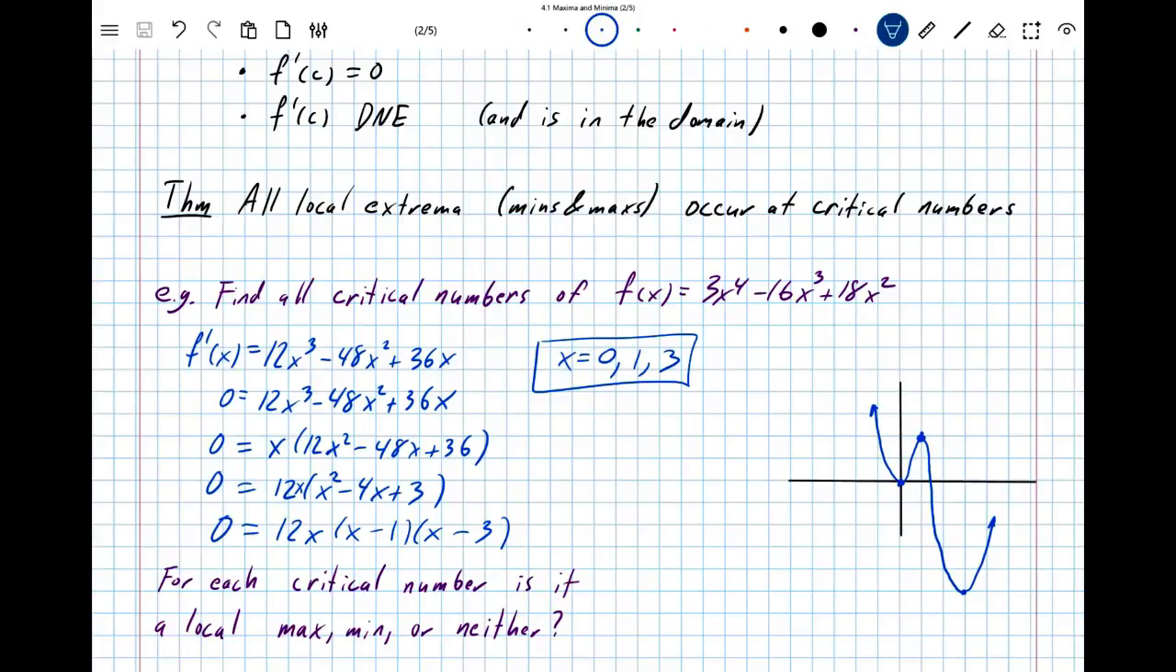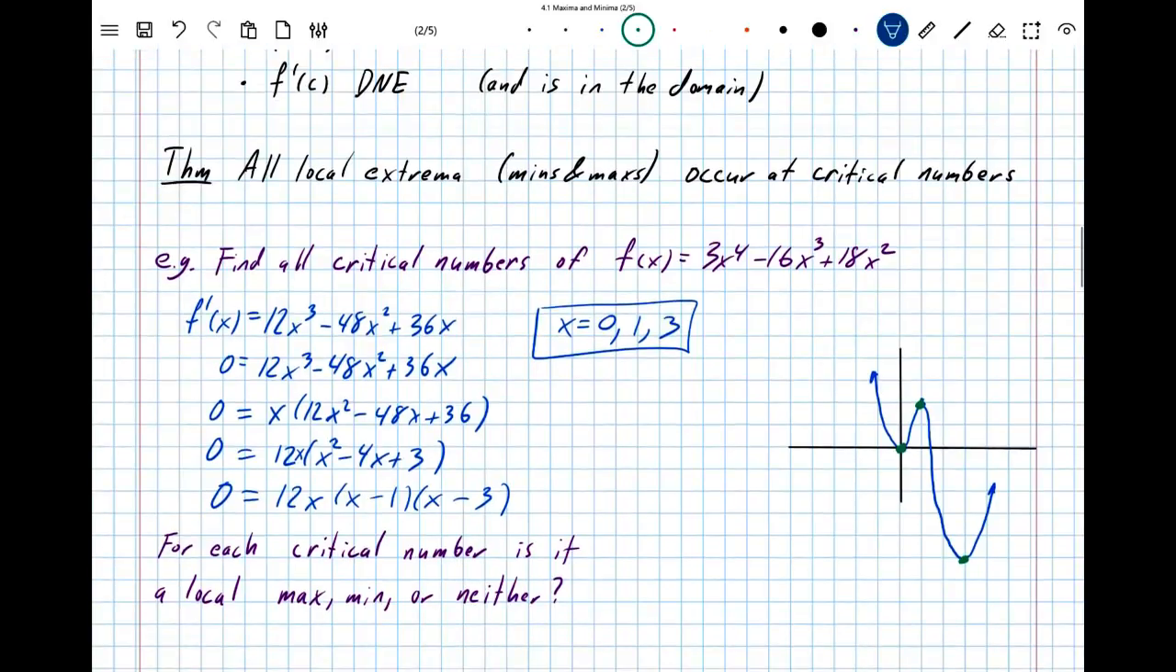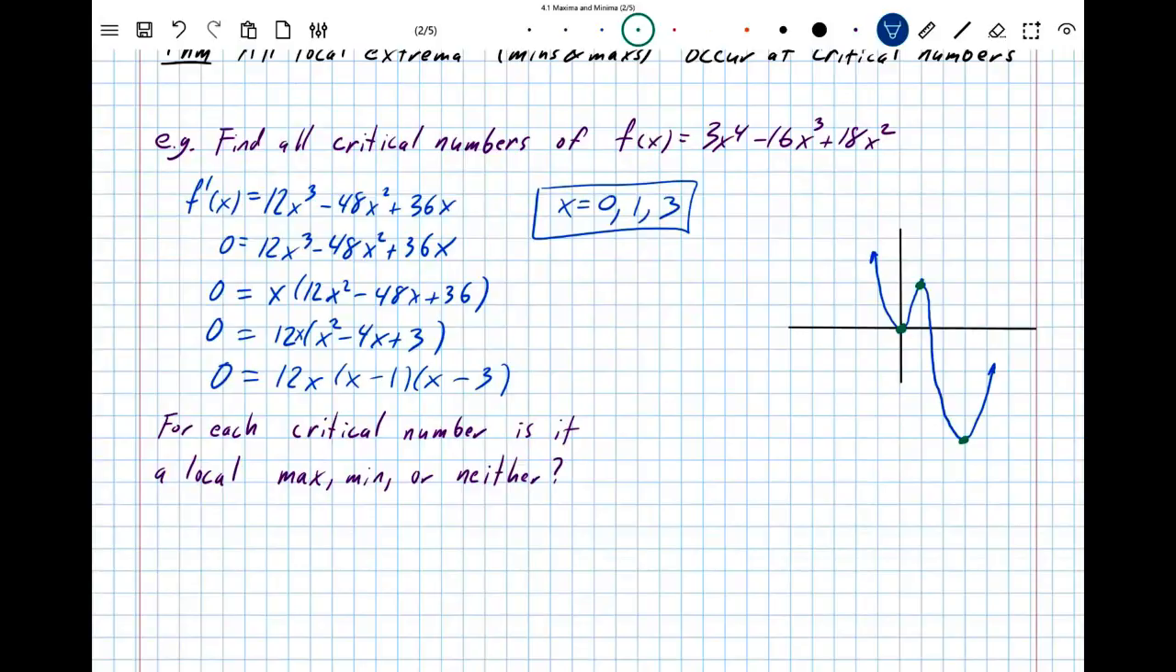If we graph it, you can see it pretty fast. At 0, you're at this local min. At 1, you're at this local max. And at 3, you're at this local min. Okay, so we could plug it in. Let's see if we could figure out how to determine that.